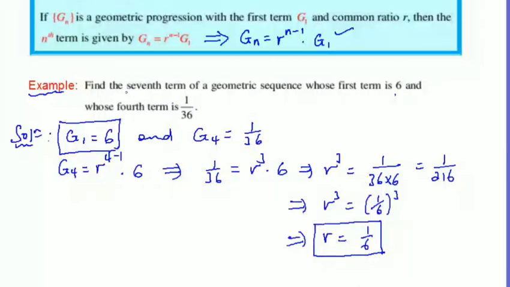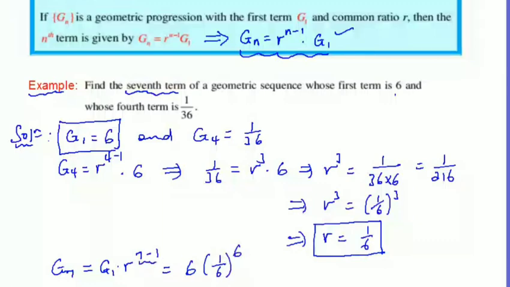Now we can calculate anything. Here we are asked for the seventh term. The seventh term equals G1 times r to the power of 7 minus 1. Use this formula, the nth term for a geometric sequence. So the seventh term equals G1, meaning the first term is 6, and r is 1 over 6. 7 minus 1 is 6. So this becomes 6 times 1 over 6 to the power of 6.